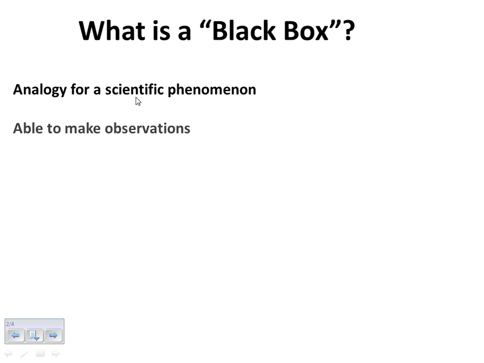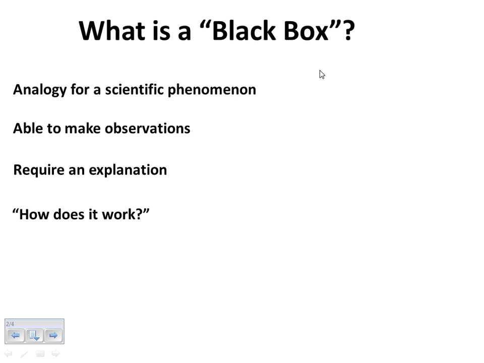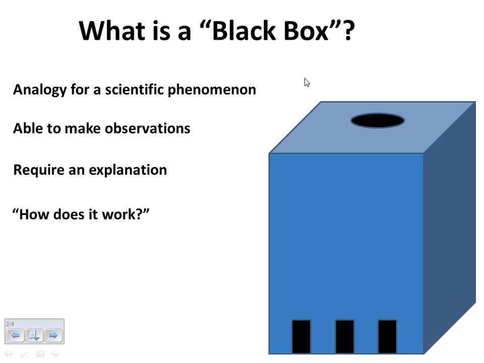It is something that we are able to observe, just like a scientific phenomenon is, and it is something that we are trying to explain, just like we do with a scientific phenomenon. Our goal is to be able to figure out how it works. Now, in this case, the black box that we're going to be referring to is a virtual box. It's a box that has a circular hole on the top and rectangular openings on the side.